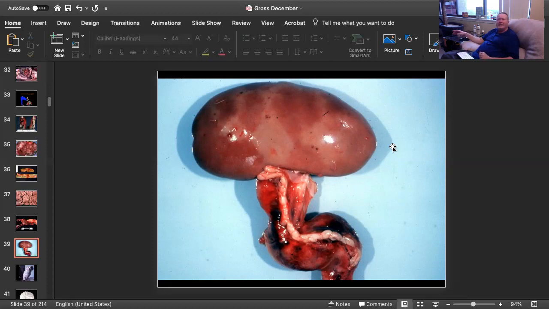But the kidney's not really what you want to look at. What you want to look at is the ureter and the periureteral tissue. I think that this is a ureter right here. I think most of what's going on here is significant tissue damage and hemorrhage and necrosis going on outside of the ureter.